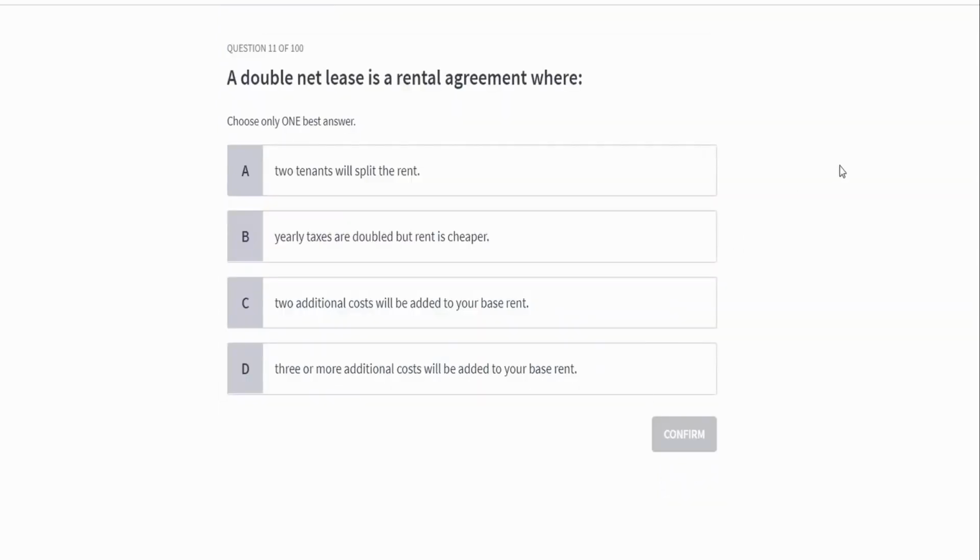All right, question 11. A double net lease is a rental agreement where, and it gives us four options. Is it A, two tenants will split the rent, B, yearly taxes are doubled but rent is cheaper, C, two additional costs will be added to your base rent, or D, three or more additional costs will be added to your base rent? So like always, here's an opportunity for you guys to come up with your answer.